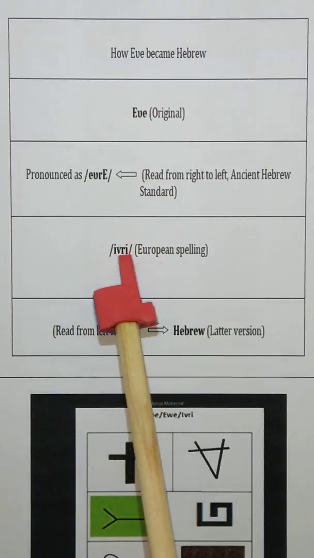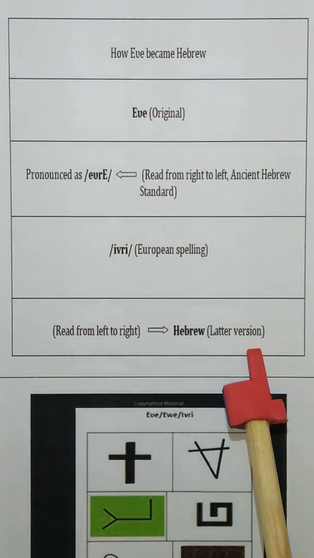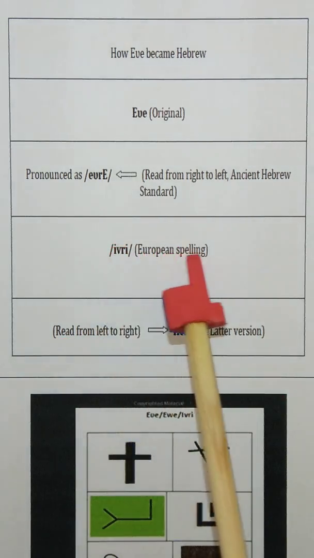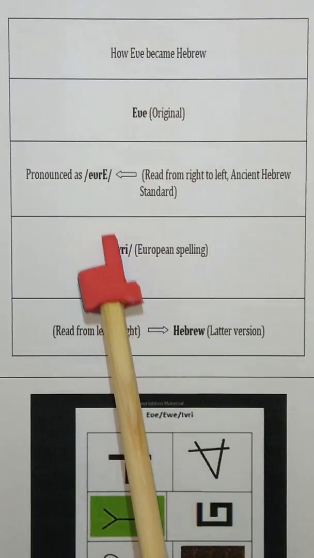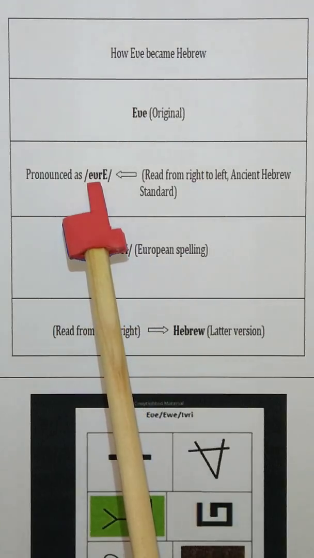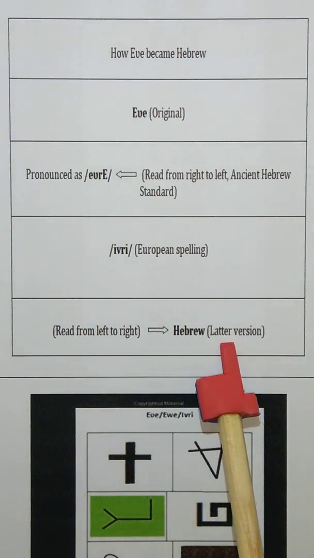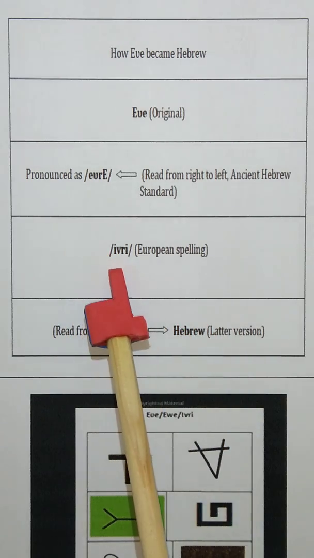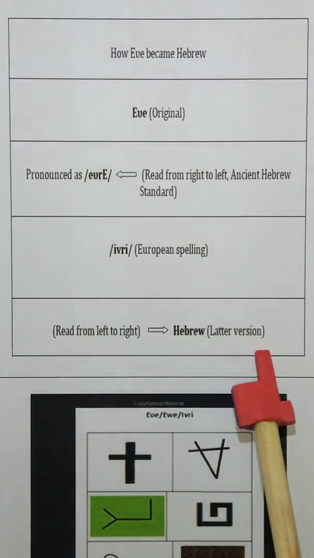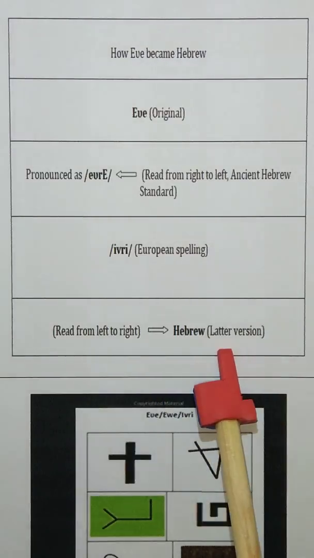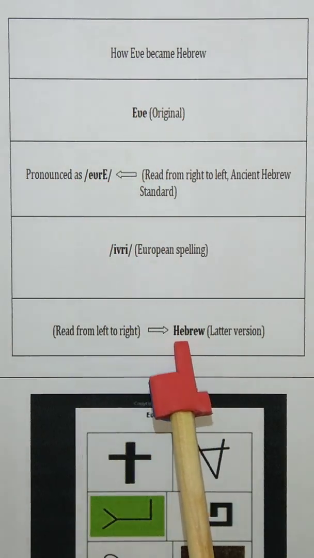Eve. And then if you read it from left to right, according to the European reading standard, you get Ivri. The letter V, or the sound V, does not exist in the English language or in the European languages. So the V was substituted with a V and then with a B, which is the latter version of Eve or Ivri, as we now have it, Hebrew.